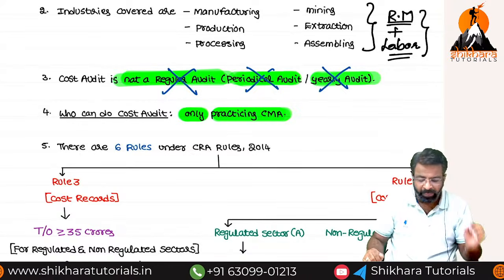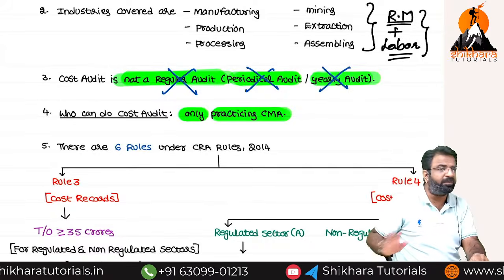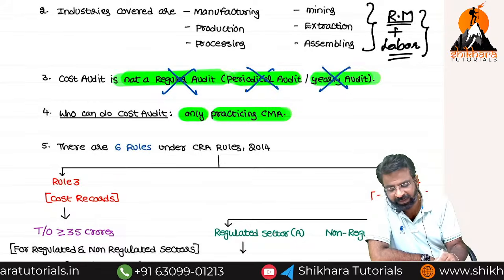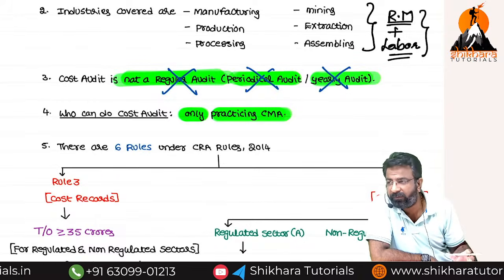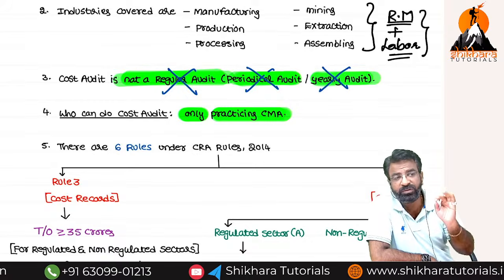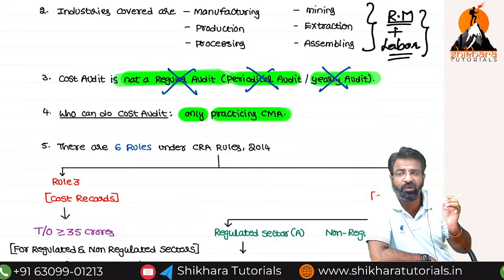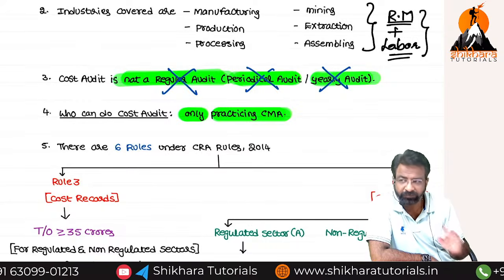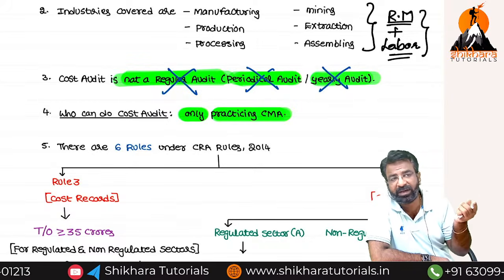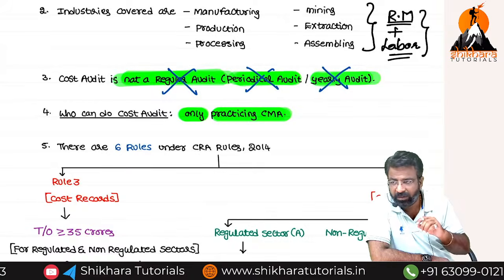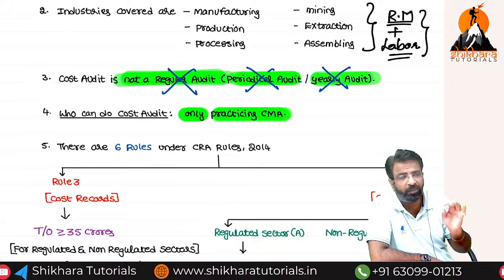So who can do the cost audit? Practicing CMA. Now, the most important point which you need to understand is in section number 143. I hope you remember we discussed yesterday. Tell me, how many cost accounting standards do we have? 24. How many rules do we have? 6 rules. And how many cost auditing standards do we have? 4. How many sectors do we have? 39, out of which 6 are regulated, and the remaining 33 are non-regulated. How many cost records do we have? 30. So you remember the figures, right? Now, how many cost rules do we have?